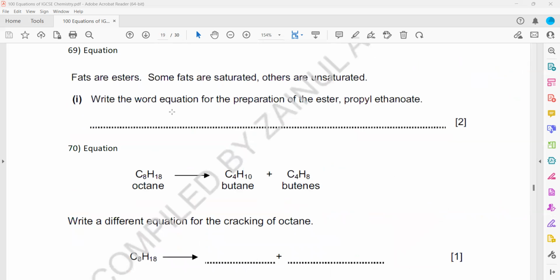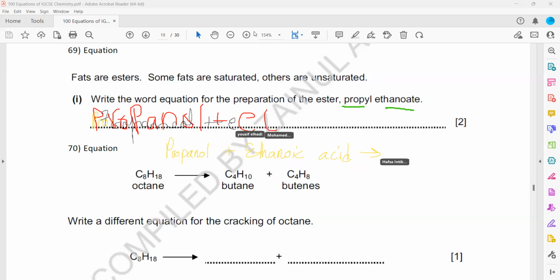Fats are esters. Some fats are saturated and others are unsaturated. Write a word equation. This is a word equation. We don't need symbols. For the preparation of the ester propyl ethanoate, which alcohol do I need? So we need propanol and ethanoic acid.